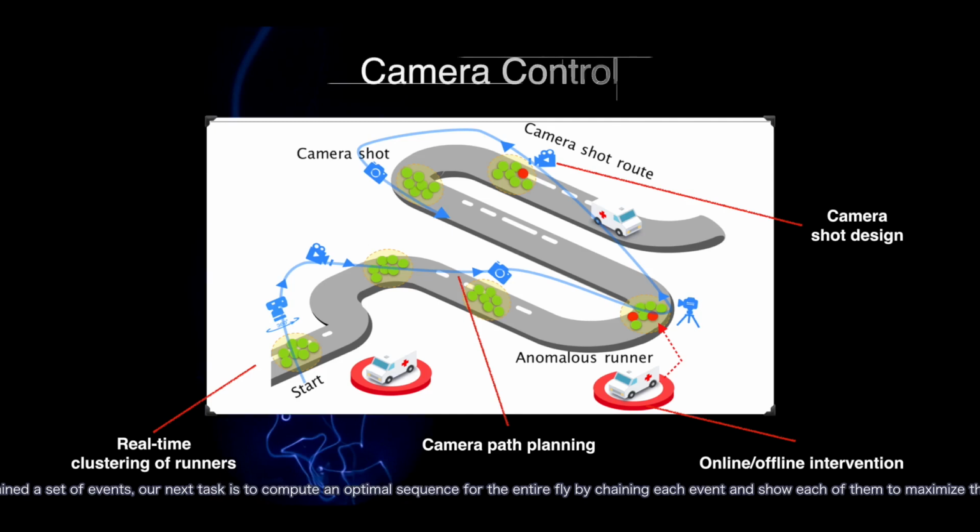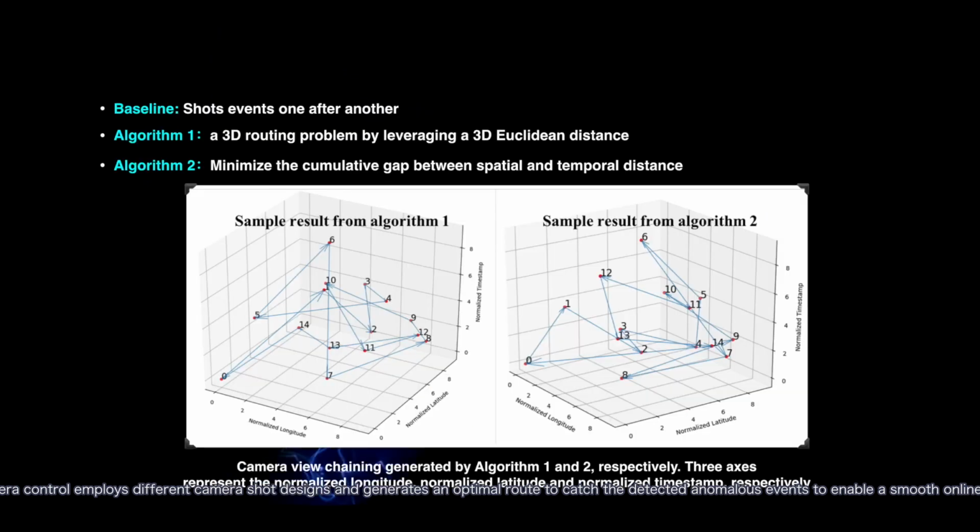Having determined a set of events, our next task is to compute an optimal sequence for the entire flight by routing through each event and showing each of them to maximize the total quality. Particularly, the camera control employs different camera shot designs and generates an optimal route to catch the detected anomalous events to enable smooth online and offline intervention.